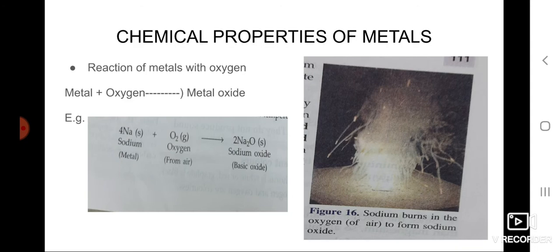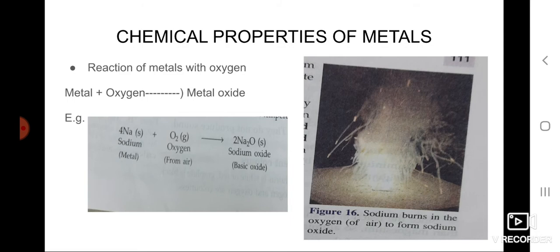Let's see chemical properties of metals. Reaction of metals with oxygen. When metals are burnt in air, they react with the oxygen of air to form metal oxides. Metal oxides are basic in nature. Some of the metal oxides react with water to form alkalis. Metal oxides, being basic, turn red litmus solution to blue.